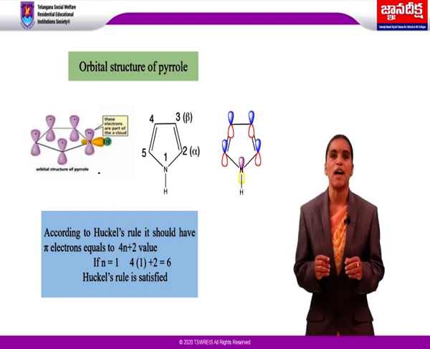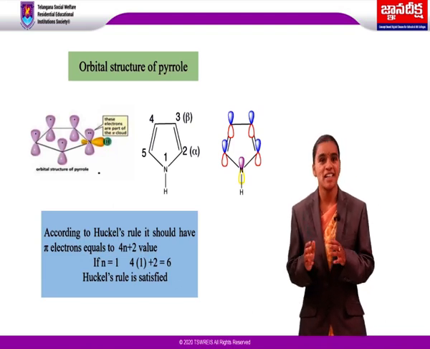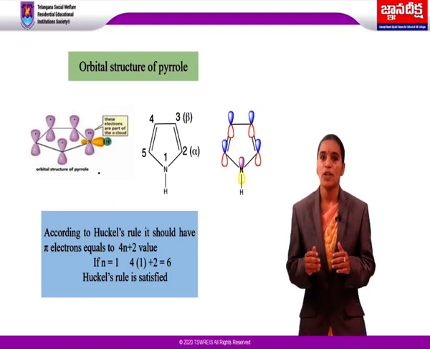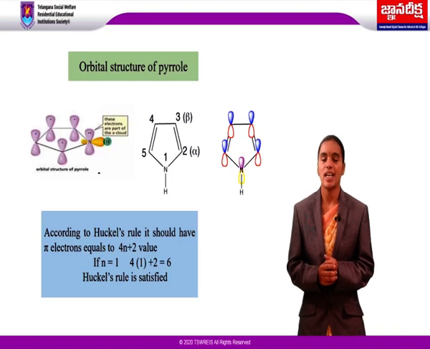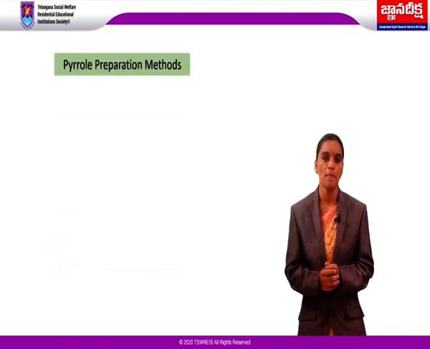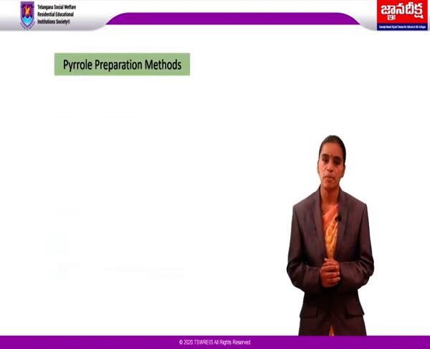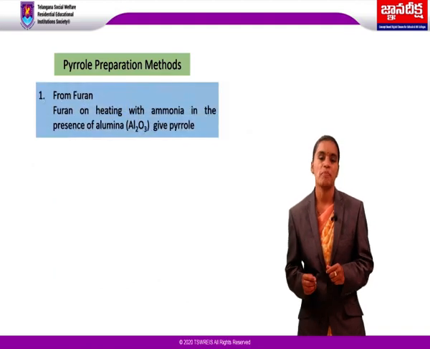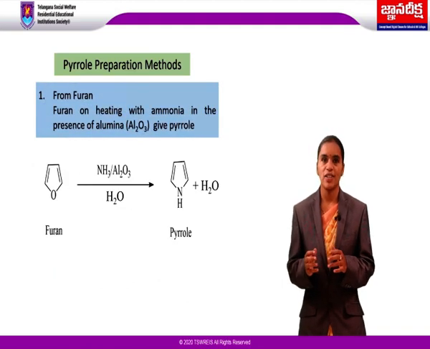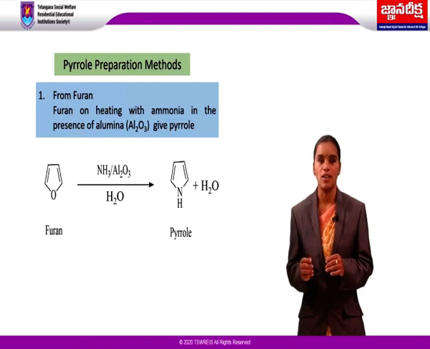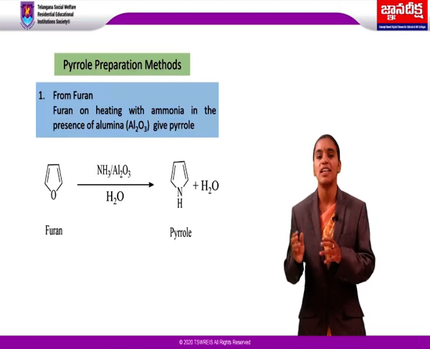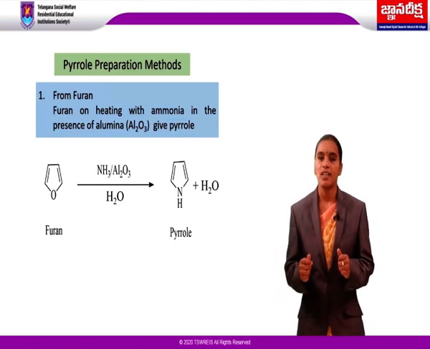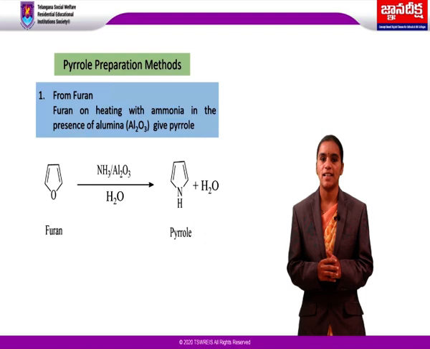We are saying that pyrrole is a core moiety in many natural products. So, due to the importance of pyrrole, sometimes we need to prepare this in the laboratory. So, let's see the various preparation methods of pyrrole. First one is preparation of pyrrole from furan. Furan on reaction with ammonia will give pyrrole. Here in this reaction, we are preparing pyrrole from another heterocyclic compound, furan. See the schematic representation of the reaction.